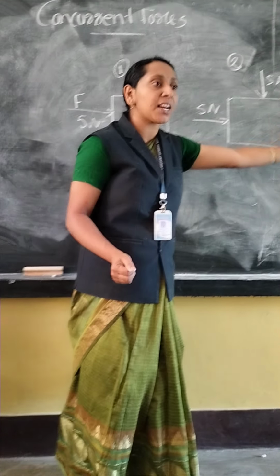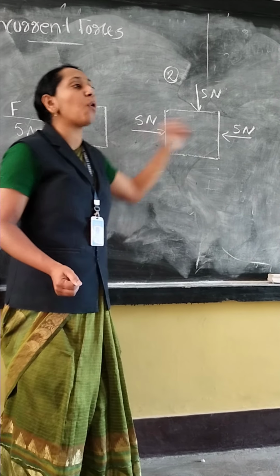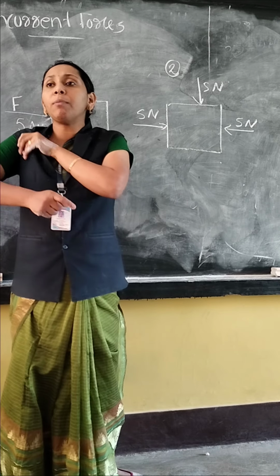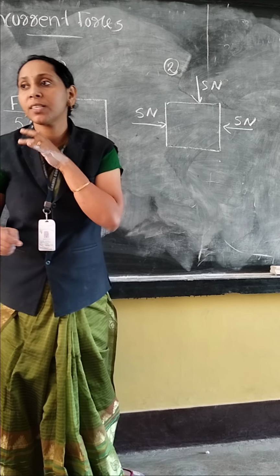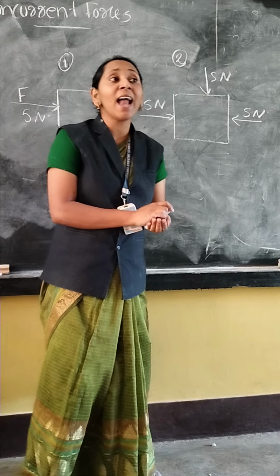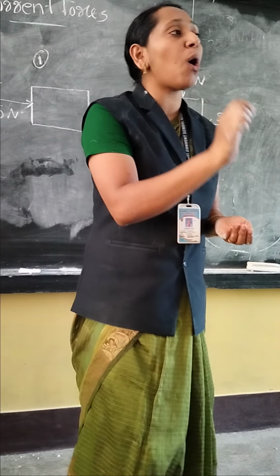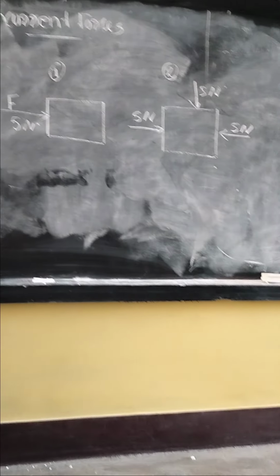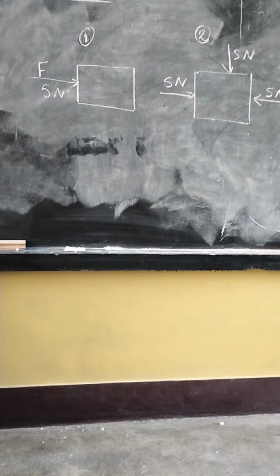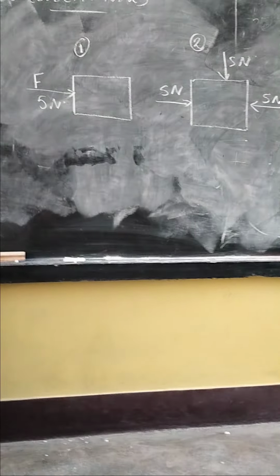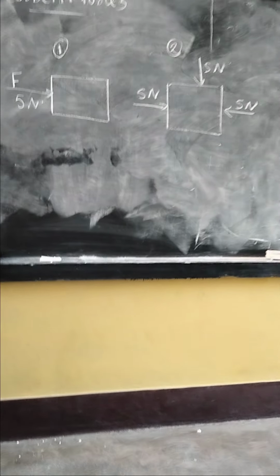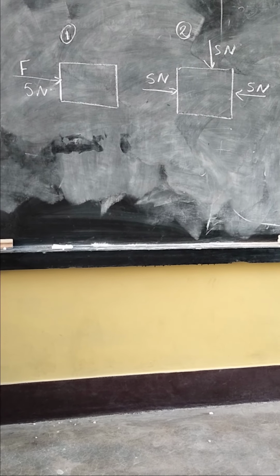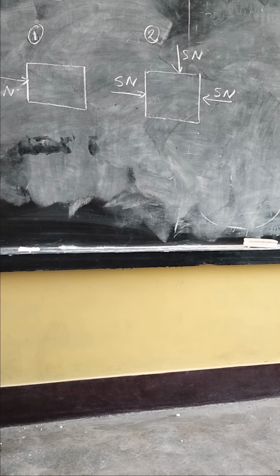So what is the resultant here? 5 Newton in this direction, 5 Newton in the opposite direction. The two forces will cancel. So the resultant only exists in the top one, so it will move in the downward direction. Understood? Okay. So when more than one force is experienced by a body, the body shows the resultant effect of the forces. I hope you can understand this. Clear everyone?